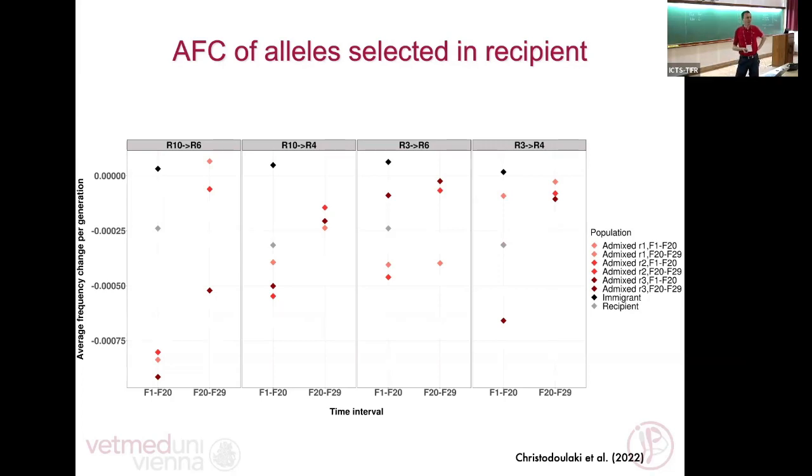There are no error bars. This is genome-wide. The error bars are massive. This is just average.